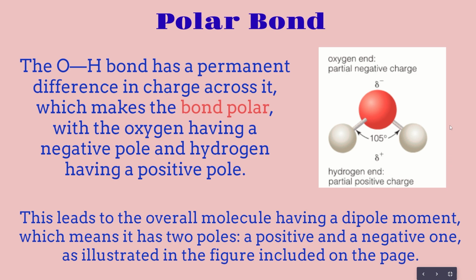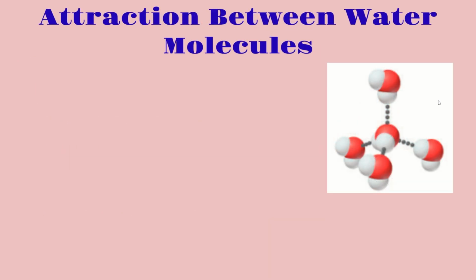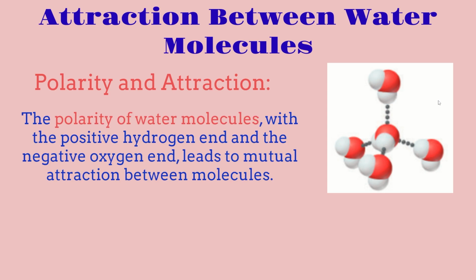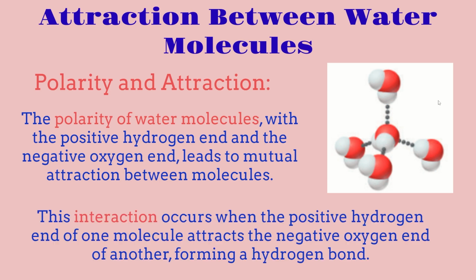As we said before, in this picture we can see that the oxygen has a negative charge while the hydrogens have a positive charge. This is due to the permanent difference in charge across it because of the polar bond. So now we're going to talk about the attraction between water molecules. The polarity of water molecules, with the positive hydrogen end and the negative oxygen end, leads to mutual attraction between the molecules. This interaction occurs when the positive hydrogen end of one molecule attracts the negative oxygen end of another, and this forms a hydrogen bond.